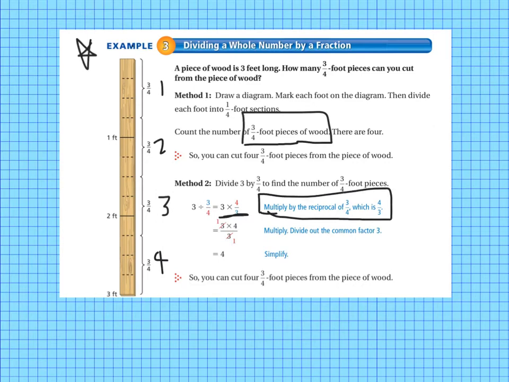So we have 3 times 4/3. We divide out the common factor, 3. So 3/3 becomes, we cross out the 3's and they each become 1. And so we have 1 times 4, which is 4/1. So that's just a 4. So we're all simplified. We can cut 4 3/4 foot pieces from our piece of wood.